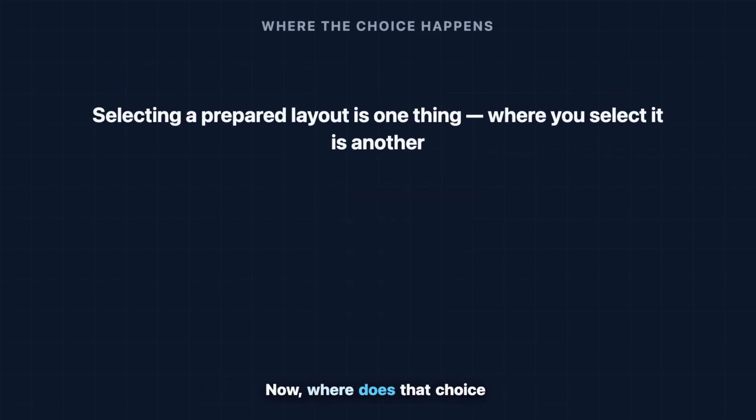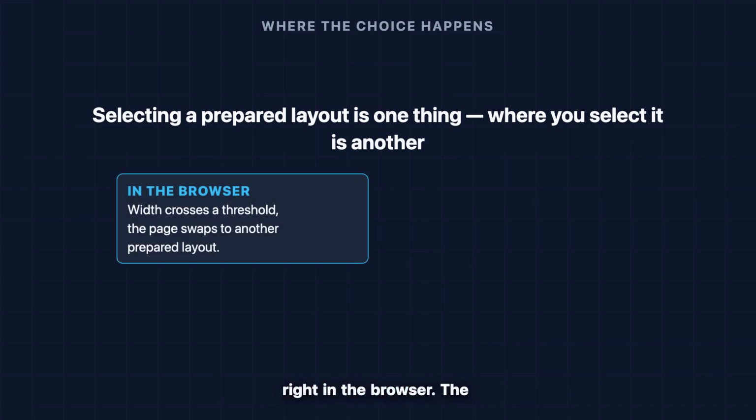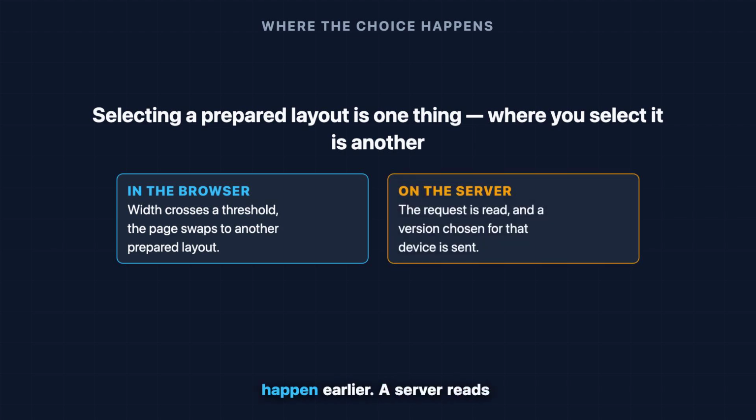Now, where does that choice get made? It can happen right in the browser. The width crosses a threshold and the page swaps to another prepared layout. It can also happen earlier. A server reads the request and sends a version chosen for that device. That's a real technique. It's just not the definition.